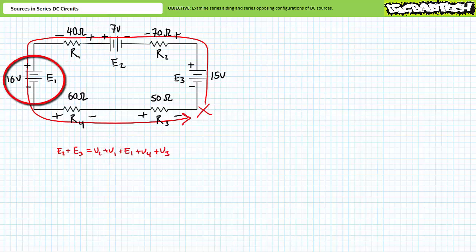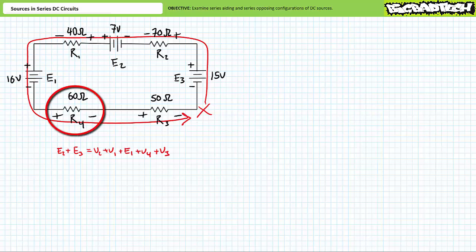We then travel through source E1's positive and out a negative. This would be considered a voltage drop. Let's put this on the right-hand side of the equation where all the drops go. Again, we know source 1 really is an active 16-volt source. However, given our chosen direction of travel, in a positive, out a negative, we need to consider a voltage drop.